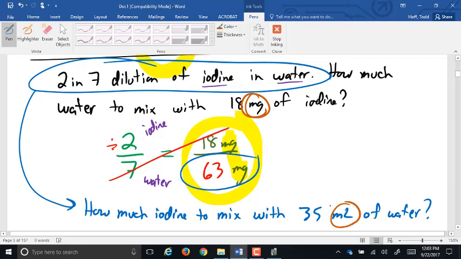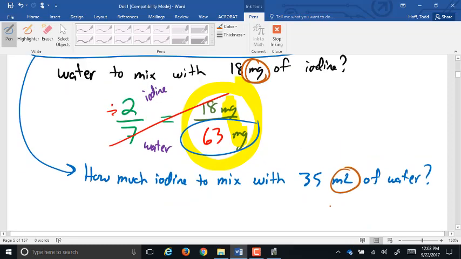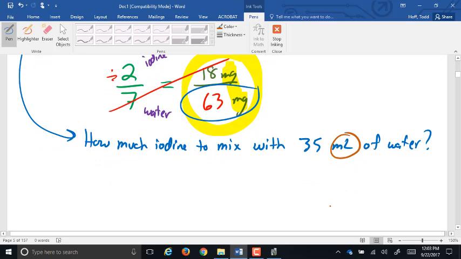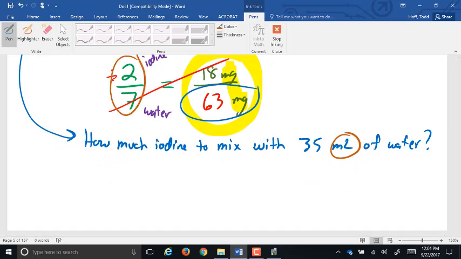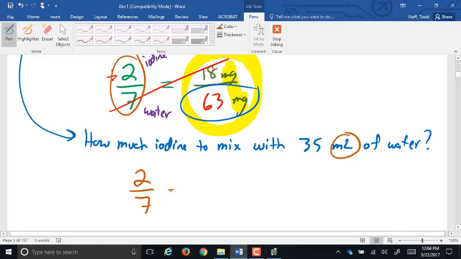milliliters. Does it matter that I switched units? It does. But the ratio allows us to do that because the ratio has no units in it, 2 to 7. It's not telling us whether we're comparing milligrams to milligrams, gallons to gallons, or whatever. I have that 2 to 7 ratio. Again, the top is the iodine, and the bottom is the water.